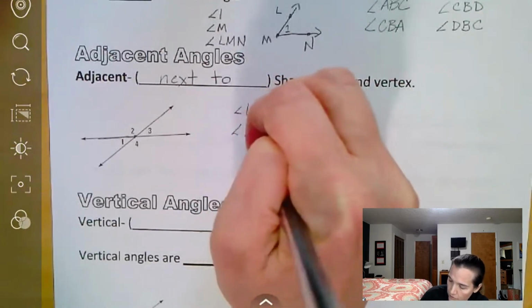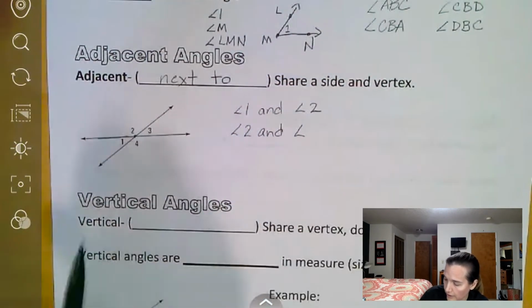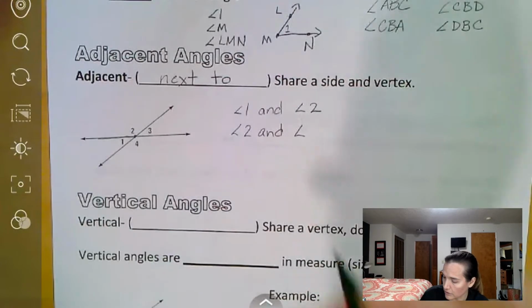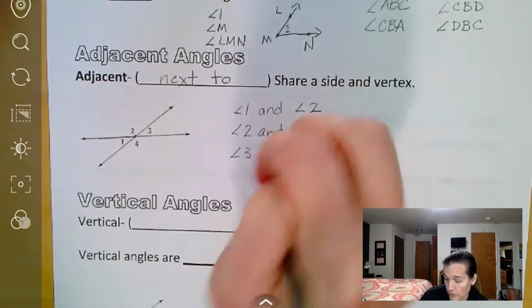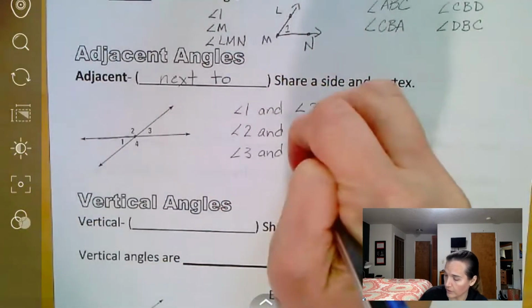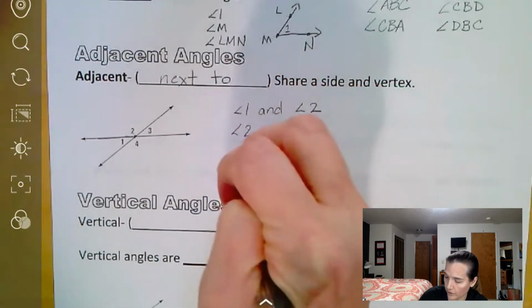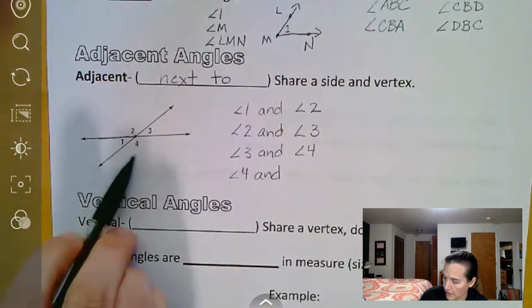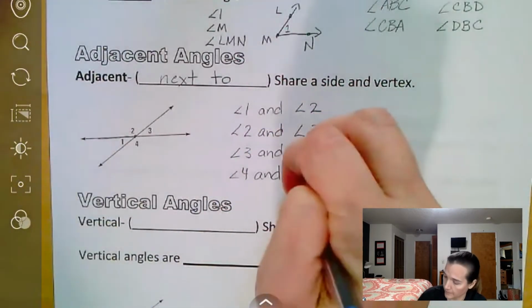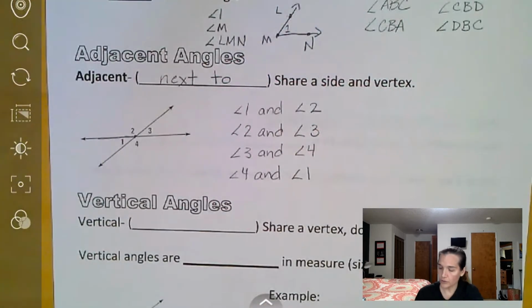But angle 2 is also adjacent to another angle here. Angle 2 is next to angle 3. And angle 3 is also next to another angle, and that's angle 4. And you may see where I'm going with this one. Angle 4 also has an adjacent angle, and that's angle 1. So those are our adjacent angles, and that just means next to.